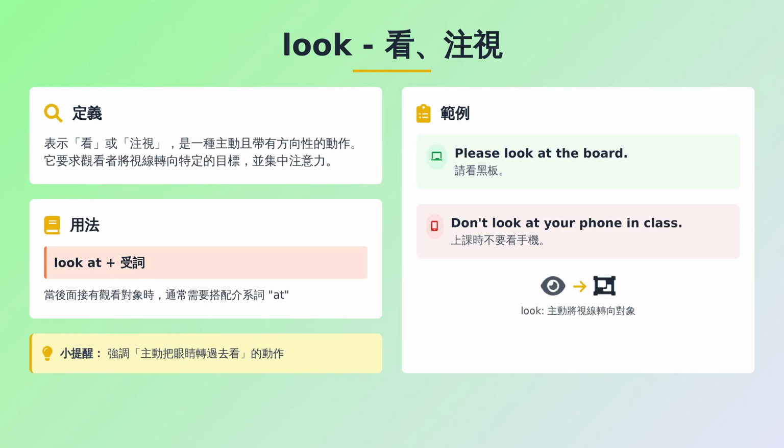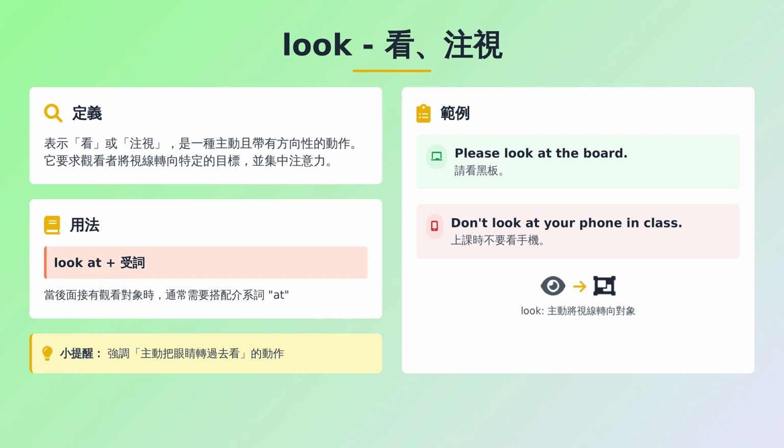Look, to see, to gaze. Definition: it means to look or to gaze. It is an active, directional action. It requires the viewer to turn their gaze towards a specific object and focus their attention. Usage: look at plus object. When followed by an object to be looked at, it usually requires the preposition at. Tip: emphasizes the active act of turning the eyes to look.